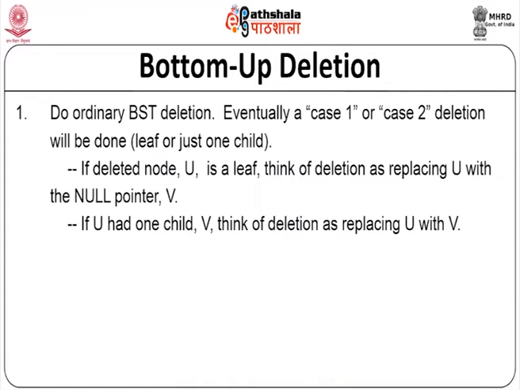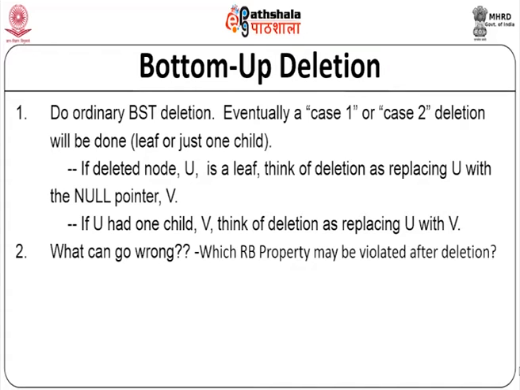Now, let us look at bottom up. There are two types of deletion. We are looking at bottom up deletion. We will not look at top down, that is another method of deletion. So, do ordinary BST deletion; eventually a case 1 or a case 2 deletion will be done, that is, either it will be a leaf or just one child. If the deleted node V is a leaf node, think of deletion as replacing V with the null node pointer U. If V has one child, we think of the child replacing V as U.